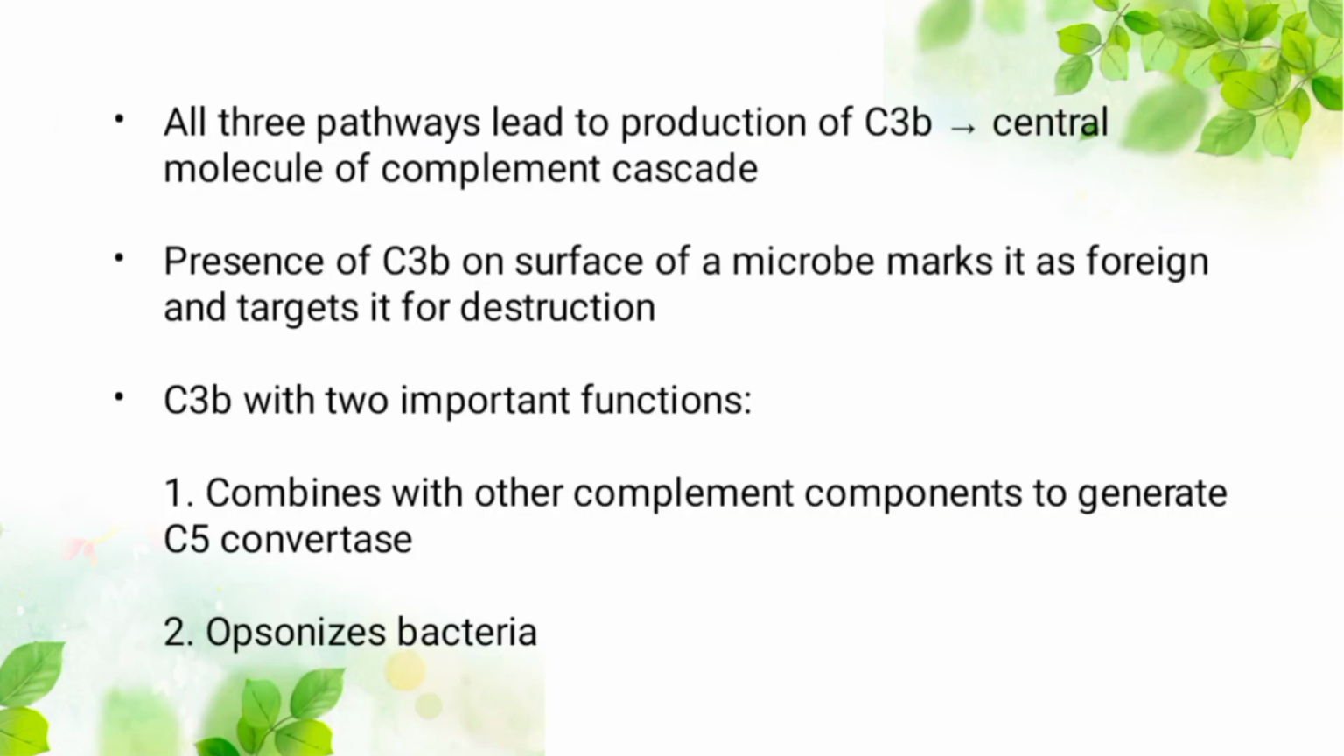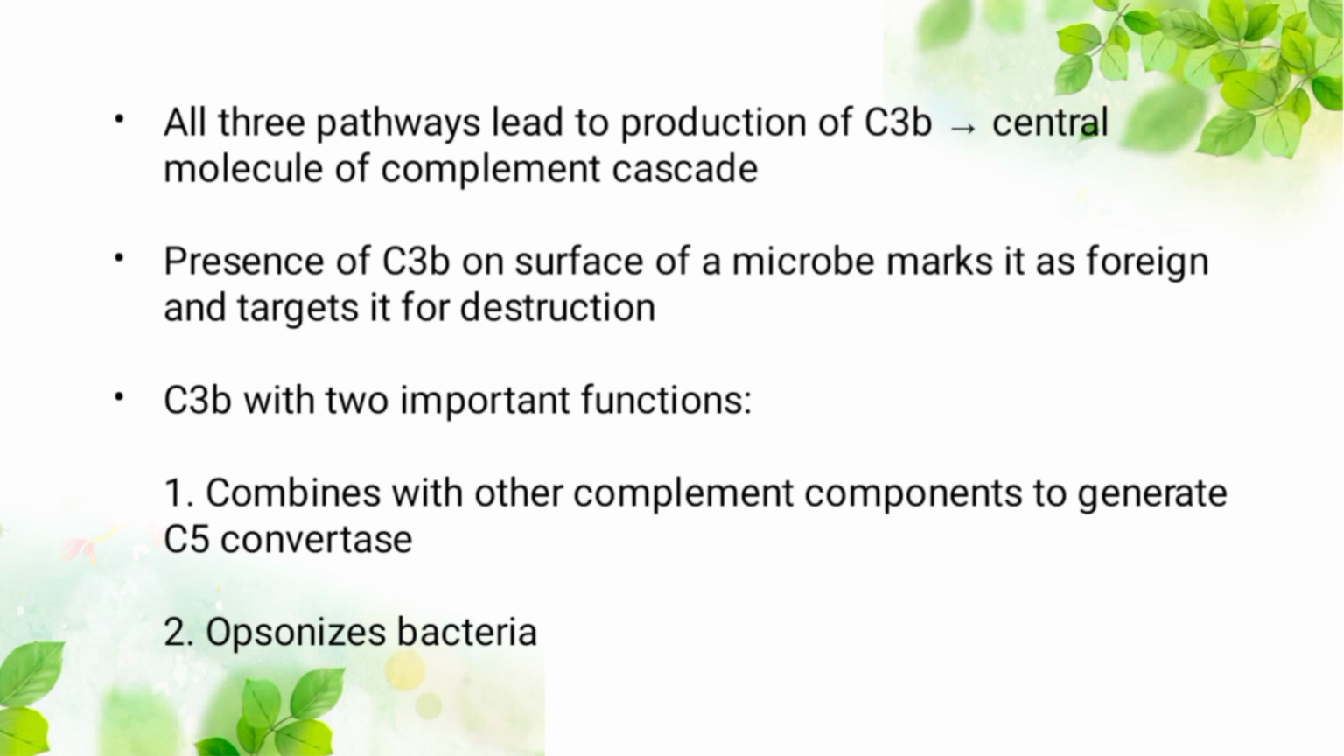There are three pathways of complement activation: the classical pathway, which is triggered directly by the pathogen or indirectly by antibody binding to the pathogen surface; the MB lectin pathway; and the alternative pathway, which also provides an amplification loop for the other two pathways. The three pathways lead to production of C3b, the central molecule of the complement cascade. The presence of C3b on the surface of a microbe marks it as foreign and targets it for destruction.